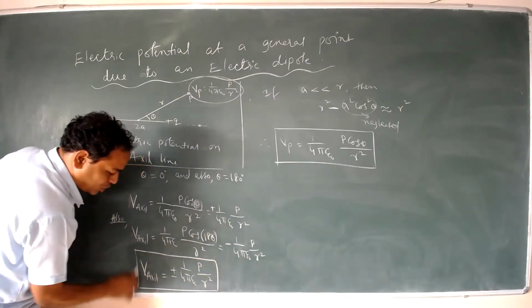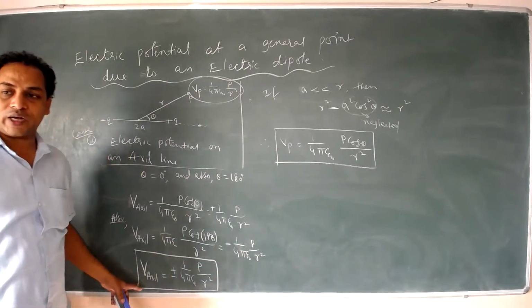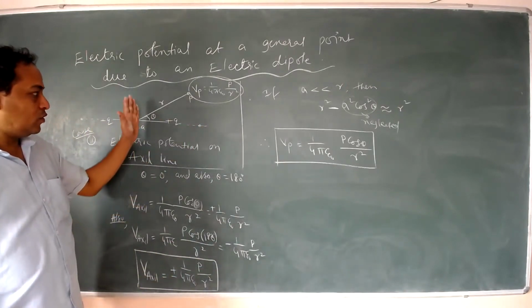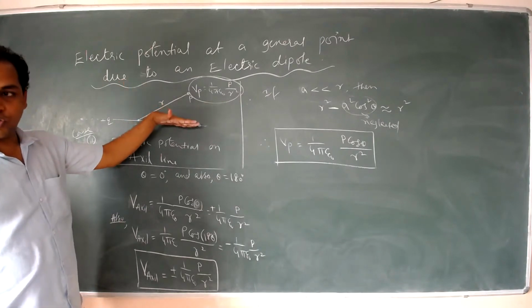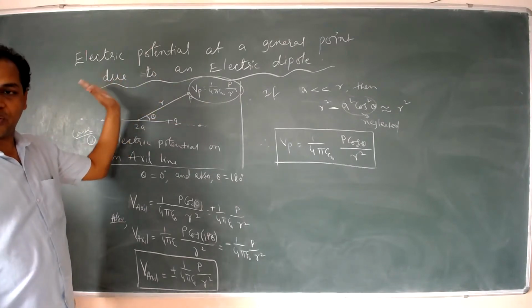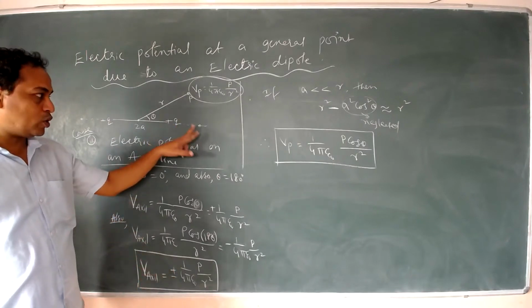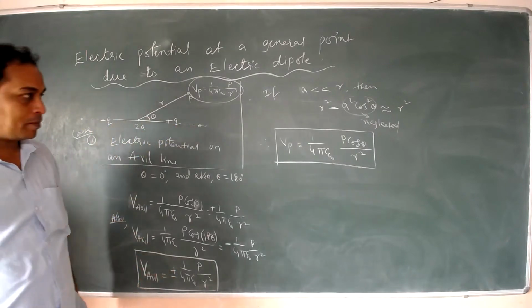So this is the general expression for the electric potential at a point on the axial line. If angle is 0, it is positive. If angle is 180, it is negative. So on the axial line, both positive as well as negative are possible.